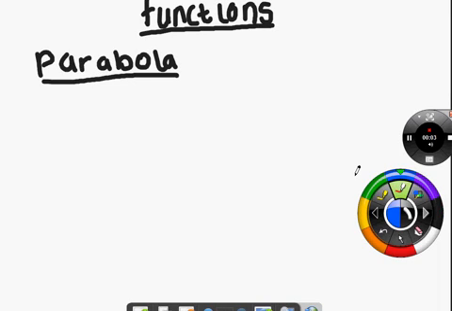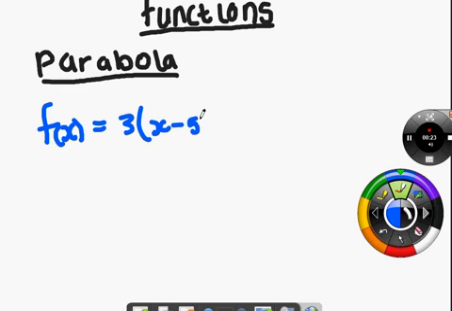parabola. Now with the parabola, what you get is your function. Let's just write a function for a parabola there, which is equal to 3 bracket x minus 5 squared plus 6. Now this is what a parabola equation would look like if it's in its simplest form for you to see quite easily.